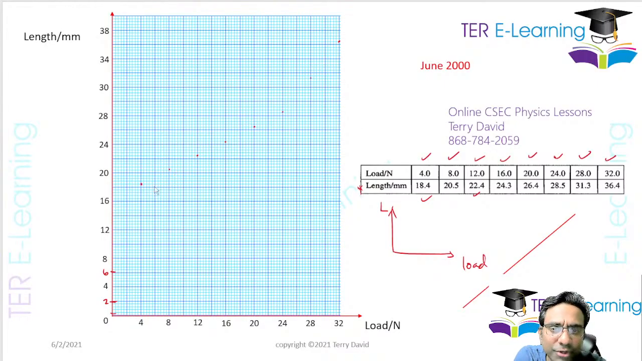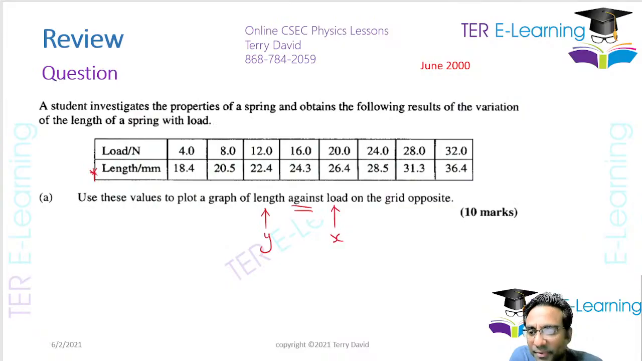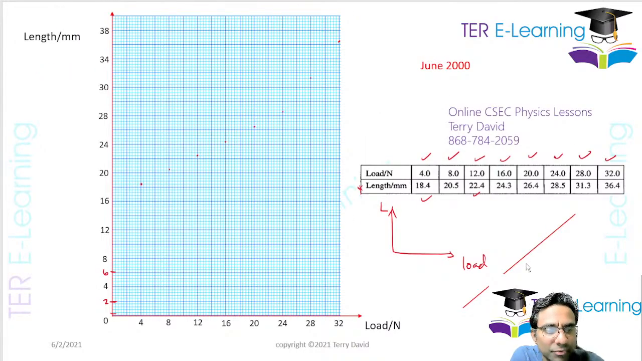Right? So you realize it kind of starts off like a straight line and then it starts to curve a little bit. Right? So let's see what they want us to do. They said plot a graph. Right? So let's plot a graph. So first things first, we're going to realize that here we have a straight line part and we seem to have a curved part as well.